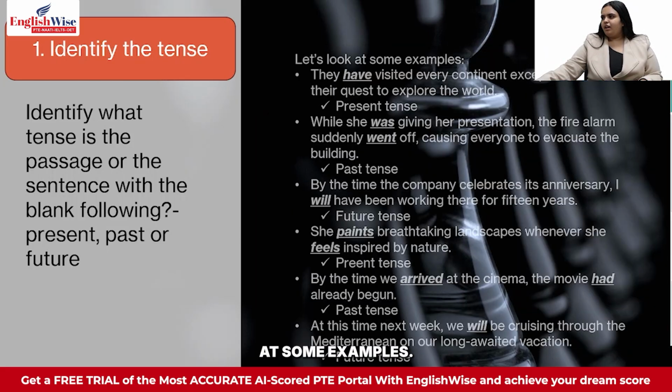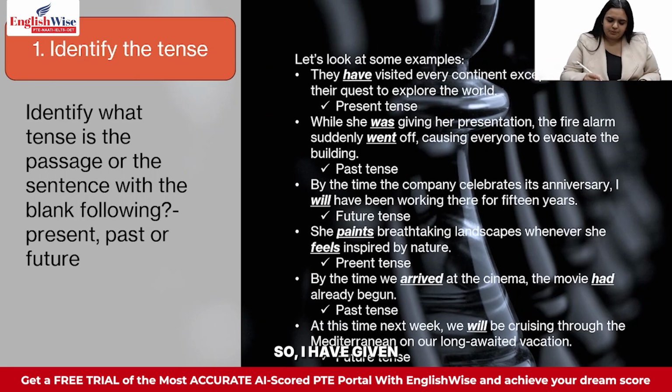Let's have a look at some examples. I have given you some sentences over here, and these are the hints that can give you an understanding whether it is in present, past, or future. Let us look at the sentence here. They have visited every continent except Antarctica in their quest to explore the world. Over here, have gives us an understanding that this is a present tense sentence. While she was giving her presentation, the fire alarm suddenly went off, causing everyone to evacuate the building. Over here as well, words like was and went give us an understanding that this is in the past tense.